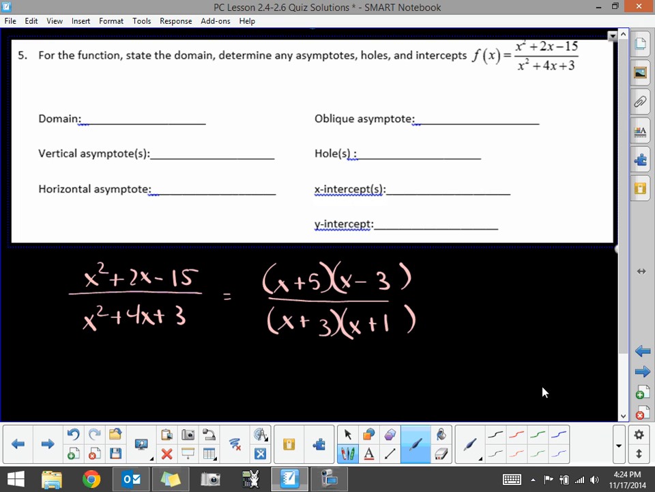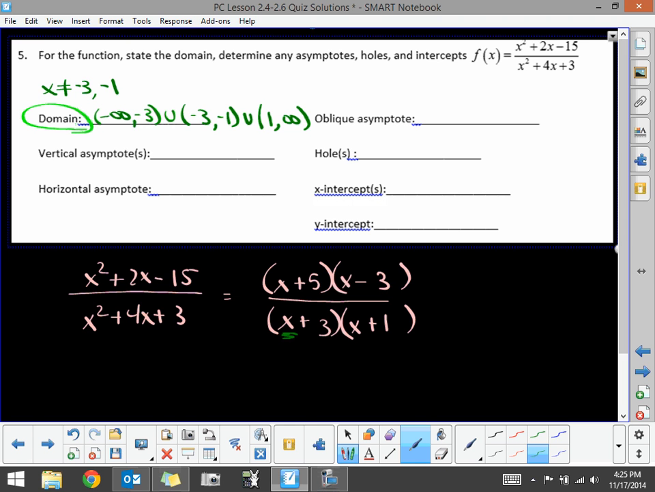The domain: the only thing we have to worry about is never to divide by 0, and the only way that we'll divide by 0 is if x is a negative 3, so we do not want x to be a negative 3, and we do not want x to be a negative 1. So in the interval notation that we've been using, that goes from negative infinity up to negative 3, union that with negative 3 to negative 1, union that with negative 1 to infinity. And that's using our interval notation that we've been trying to be consistent with.